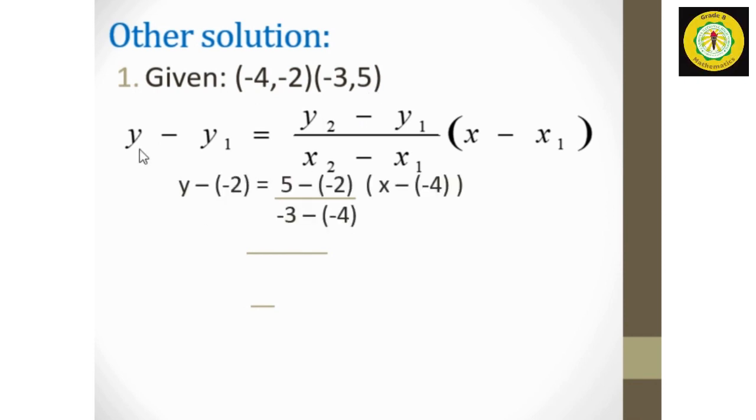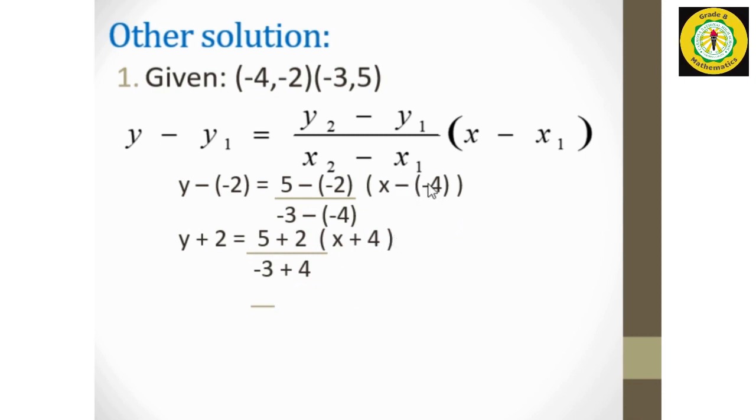Now let's substitute. So we have y here, the y sub 1 is negative 2, y sub 2 is 5, y sub 1 is negative 2, x sub 2 is negative 3, x sub 1 is negative 4. And then x minus x sub 1 is negative 4. Then simplify. So we have here y plus 2 equals 5 plus 2 over negative 3 plus 4 times x plus 4. Next, y plus 2 equals 5 plus 2 is 7, and then just copy x plus 4 here, and then negative 3 plus 4 is 1.